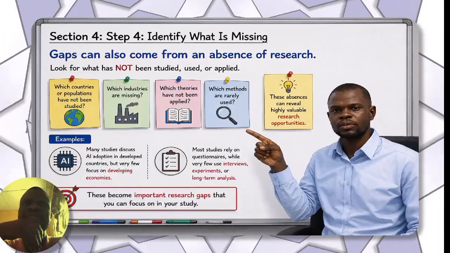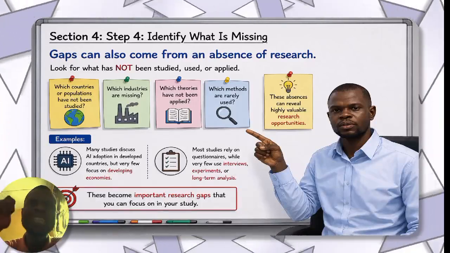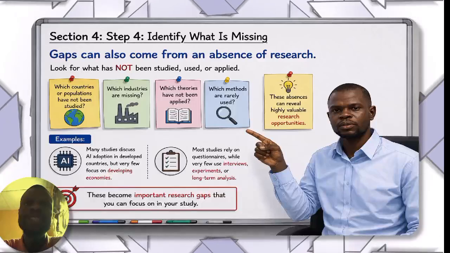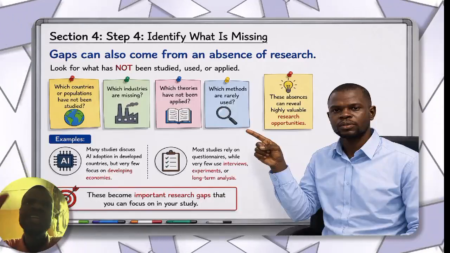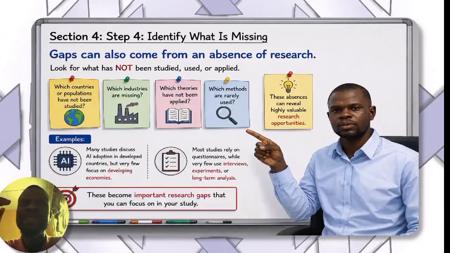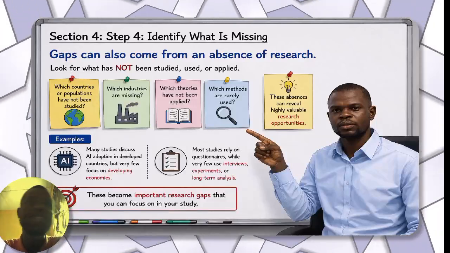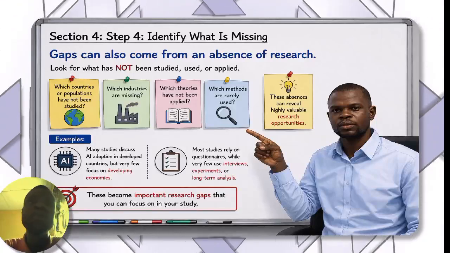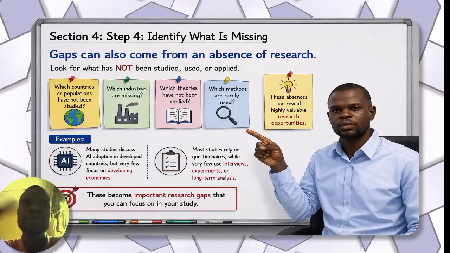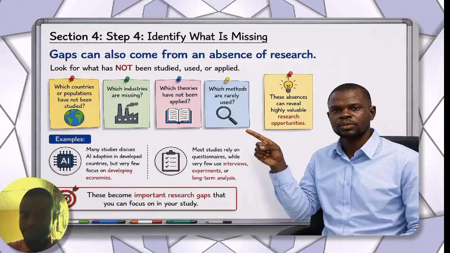Another smart strategy is to carefully read the limitations and future research sections of journal articles. Researchers often reveal important opportunities for future studies in this section. However, not all papers show a limitation and recommendation section in their work.